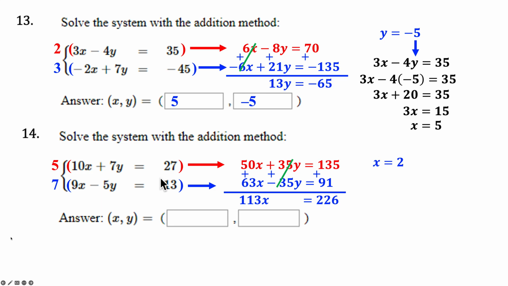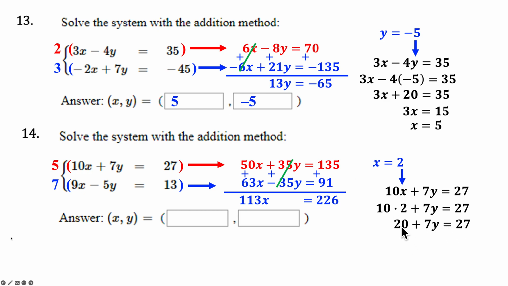All right, who to work with? This is going to sound crazy. Work with the 10x plus 7y. I'm solving for y. The 7 is positive. This one's a minus. I want to stay away from negatives. So I'm going to take that equation. 2 times 10, 20, plus 7y equals 27. Subtract over the 20. 7y equals 7 means y is equal to 1. So my solution is 2, 1.